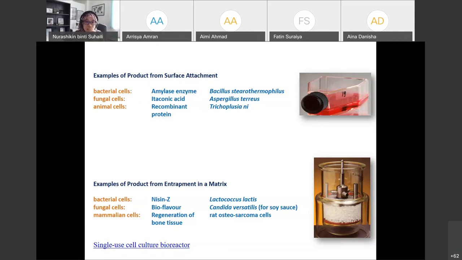So for fungal cells, an example is itaconic acid produced by Aspergillus terreus. For animal cells, it's mostly used for recombinant protein. There are many proteins that are produced by animal cells using this method. Okay. So examples of product from entrapment in a matrix for mammalian cells: regeneration of bone tissue using rat osteosarcoma cells. For the bacteria and fungi also, there are other products that can be produced using entrapment in a matrix.